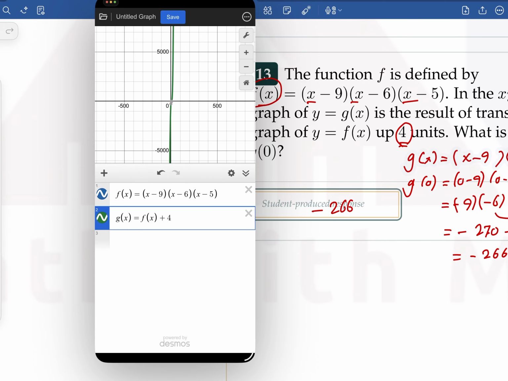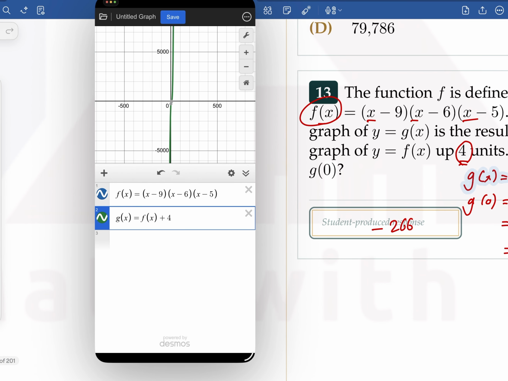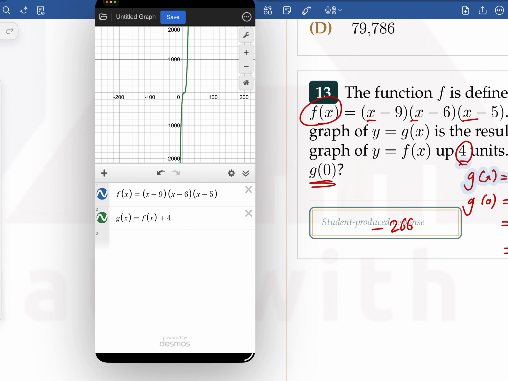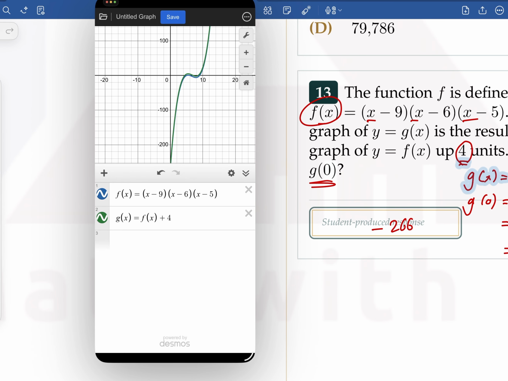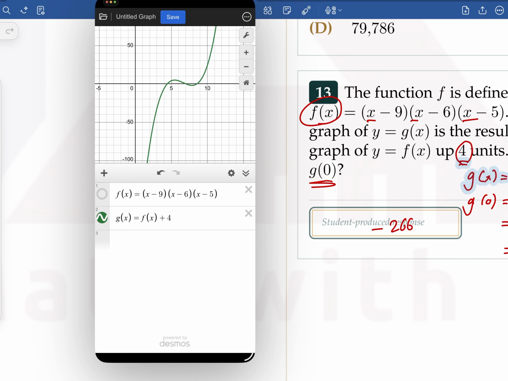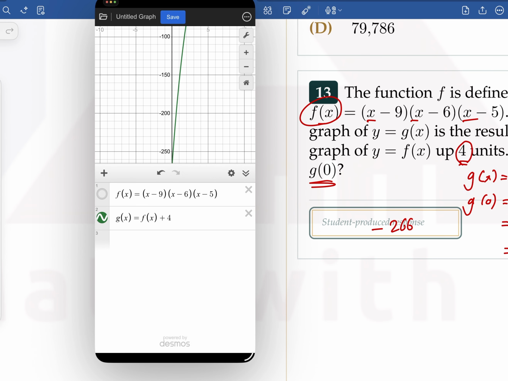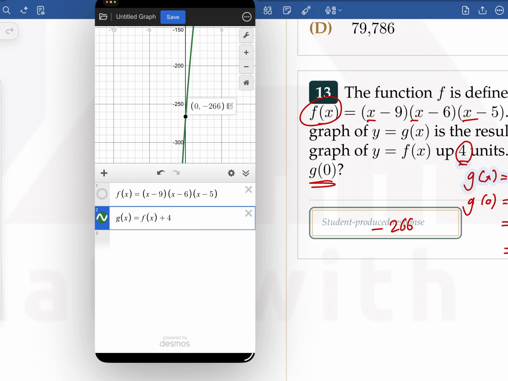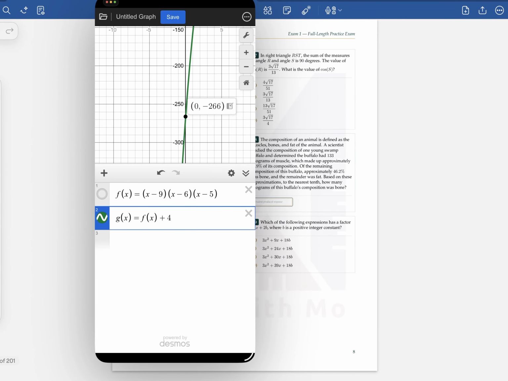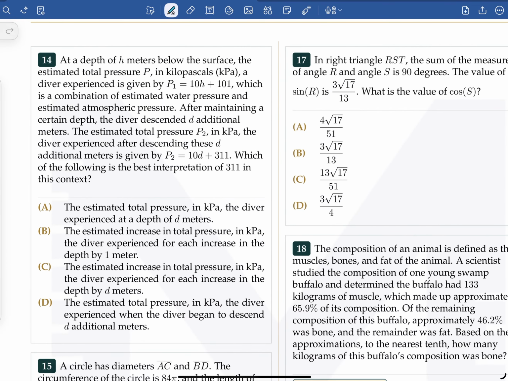So we can look at the green one and search for the value of g of 0. G of 0 means the y-intercept of g, which means the green one. Yeah, we are focusing on the green one. You can hide the blue one by just clicking here. Focus on the green one and search for the y-intercept. Here we are, negative 266, which is our answer. And now we move to question 14.